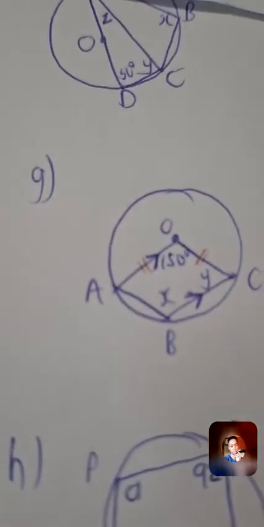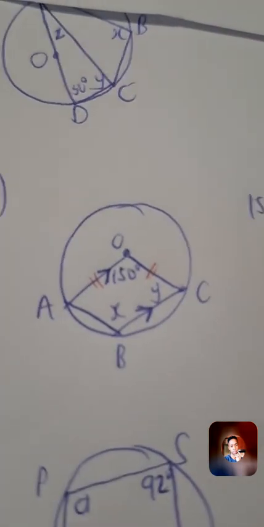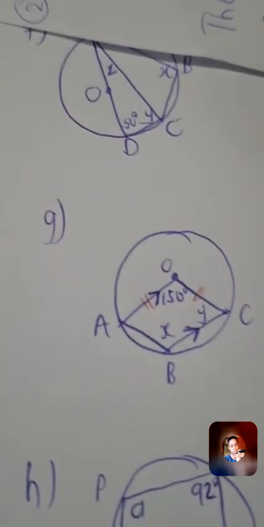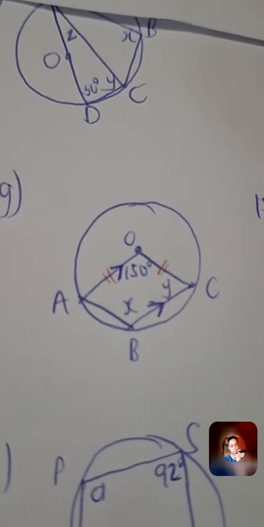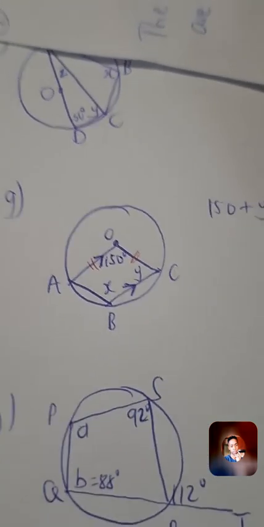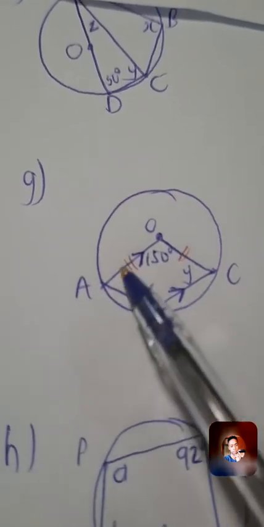OA is equal to BC, is it not? Parallel lines. OA is parallel to BC. Yes, thank you. Sorry, that's the thing. It slipped my mind, that one.